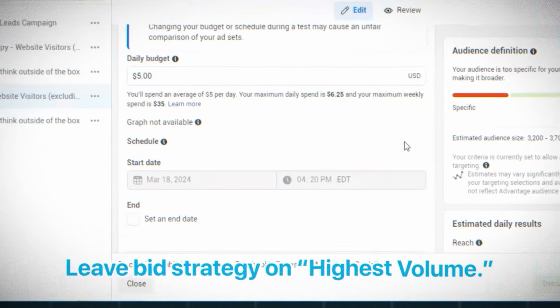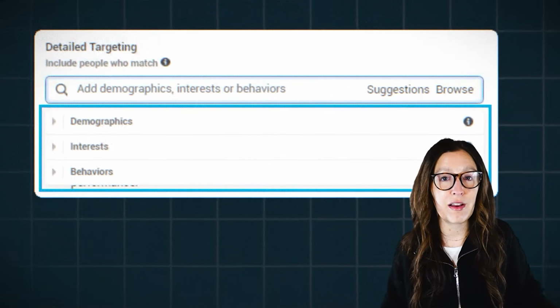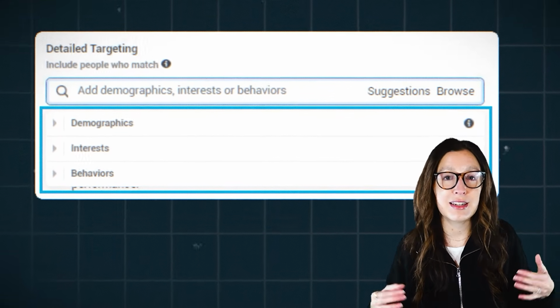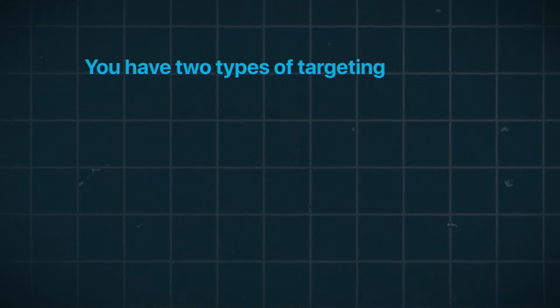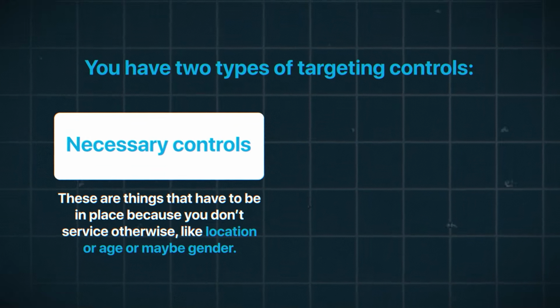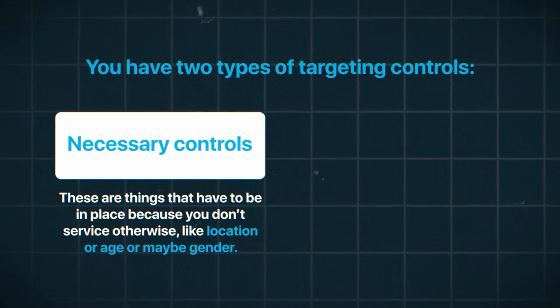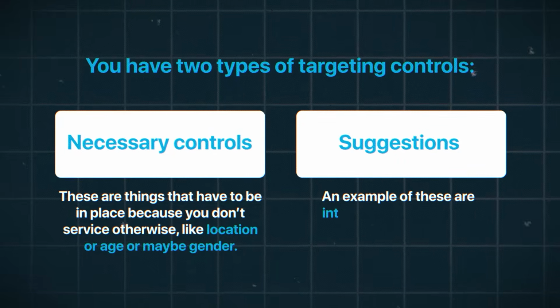Leave your bid strategy on highest volume. Don't mess with bid caps yet. That's advanced and unnecessary at this stage. Now for targeting, that has changed a lot over the years. It used to be all about stacking dozens of interests, demographics, and behaviors all together to narrow in on your exact target market. But today, Meta's algorithm is far more powerful. So you have two types of targeting controls. You have necessary controls, which are things that have to be in place because you don't service them otherwise, like location or age or maybe gender. Then you have suggestions, like interests and behaviors.